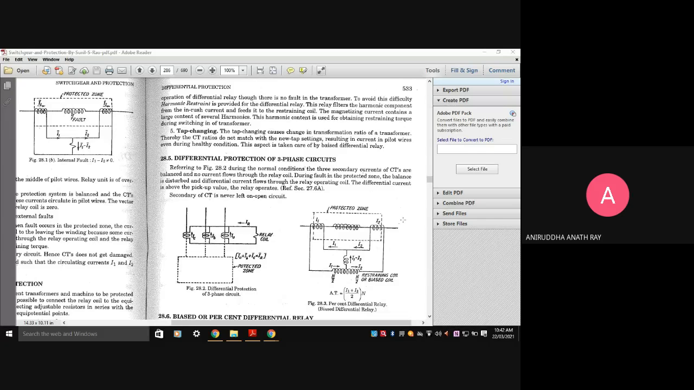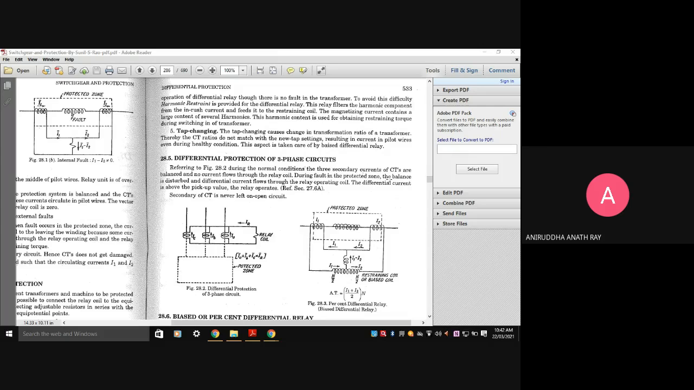Now again, as you know, the magnetizing current contains a large amount of harmonics. So what will the restraining relay do? It will filter the harmonic components, and this harmonic content is used for obtaining the restraining torque during switching of the transformer.